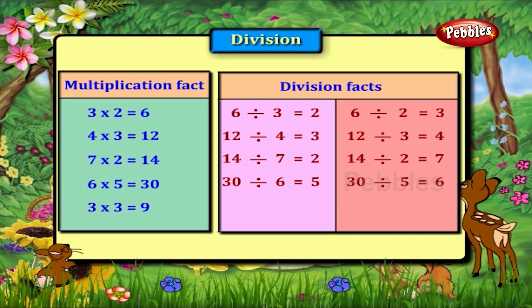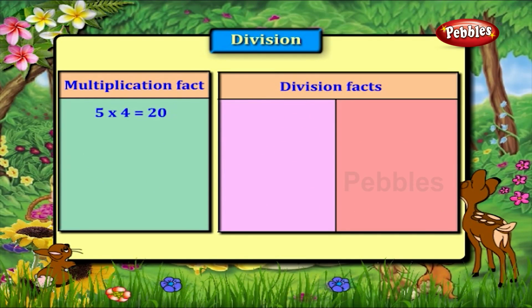Multiplication fact. 3 into 3 is equal to 9. Division fact. 9 divided by 3 is equal to 3. Multiplication fact: 5 into 4 is equal to 20. Division facts: 20 divided by 5 is equal to 4. 20 divided by 4 is equal to 5.